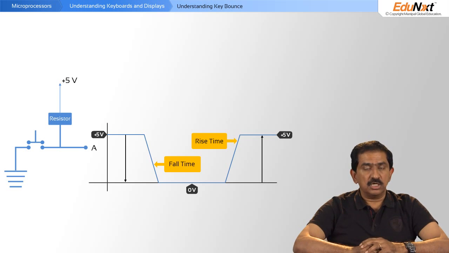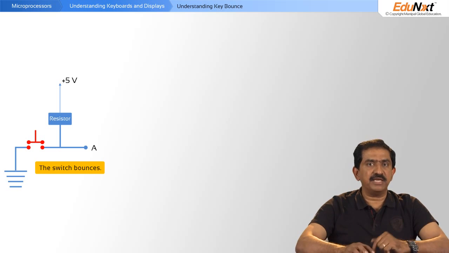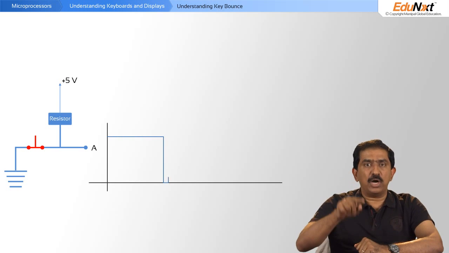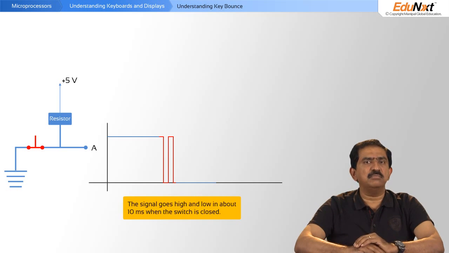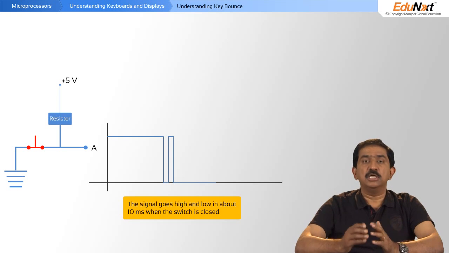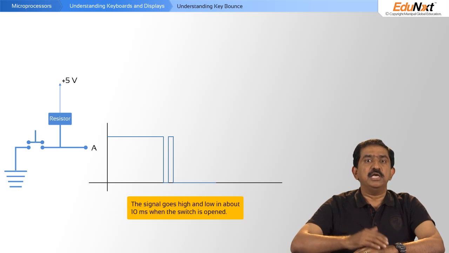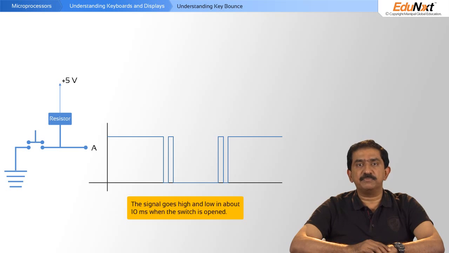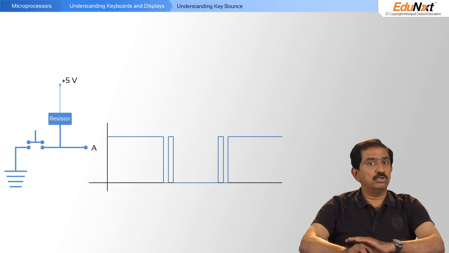Unfortunately, this is not realistic enough because remember, the switch in reality bounces. It makes and breaks a contact. So when it is dropping from 5 volts to 0 volts, you will see the signal go up and down many times. Typically, this lasts under 10 milliseconds. But for a processor, 10 milliseconds is a long period of time. Similarly, when the switch is opened, it goes back from 0 volts to 5 volts again in many steps, typically 10 milliseconds. So this signal is much more realistic.